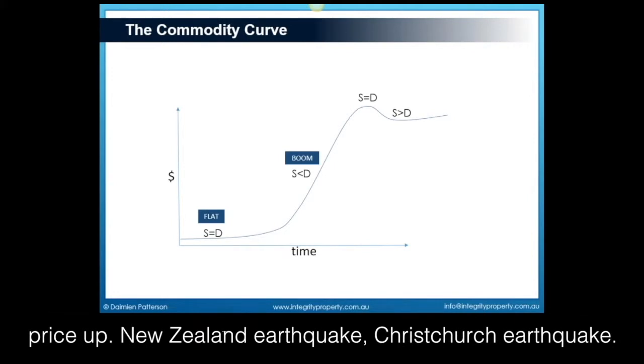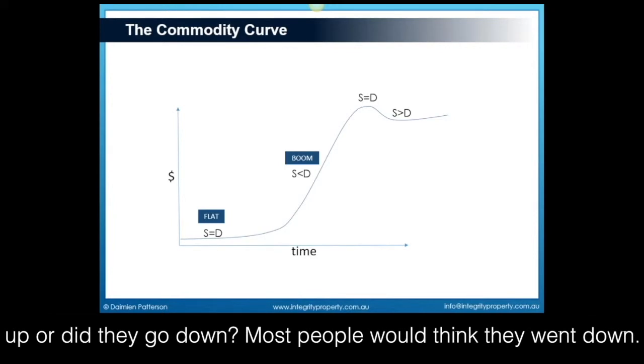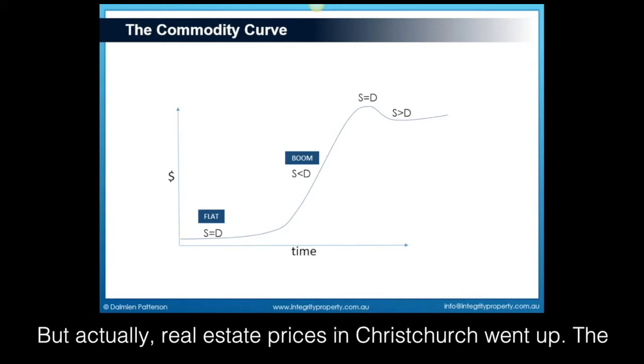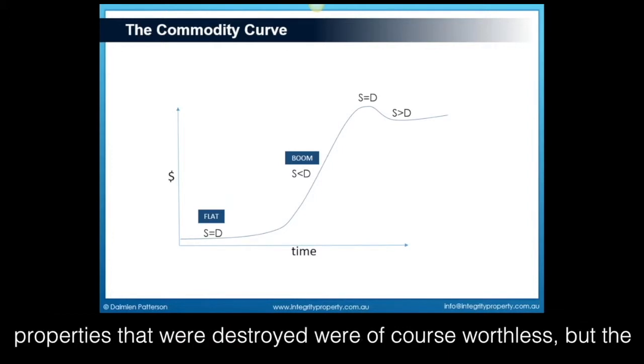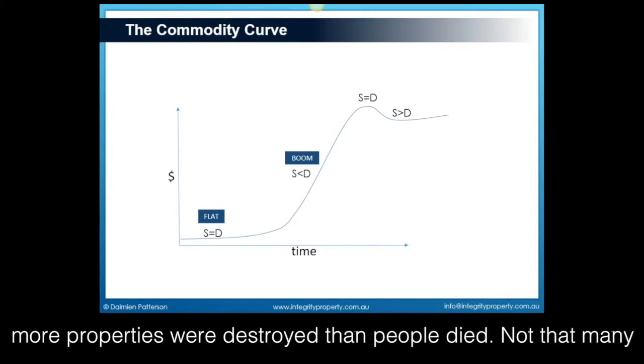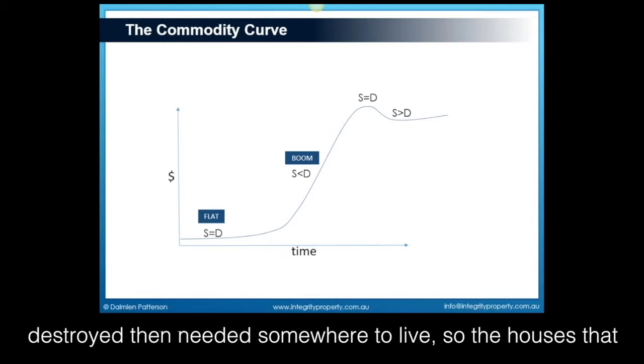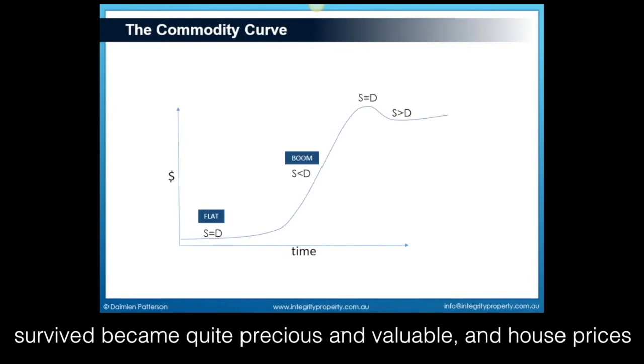New Zealand earthquake, Christchurch earthquake. What do you think happened to real estate prices? Did they go up or did they go down? Most people would think they went down, but actually real estate prices in Christchurch went up. The properties that were destroyed were of course worthless, but the properties that survived then became highly valuable because more properties were destroyed than people died. Not that many people actually died, but all of those people who had their houses destroyed then needed somewhere to live, so the houses that survived became quite precious and valuable, and house prices went up.